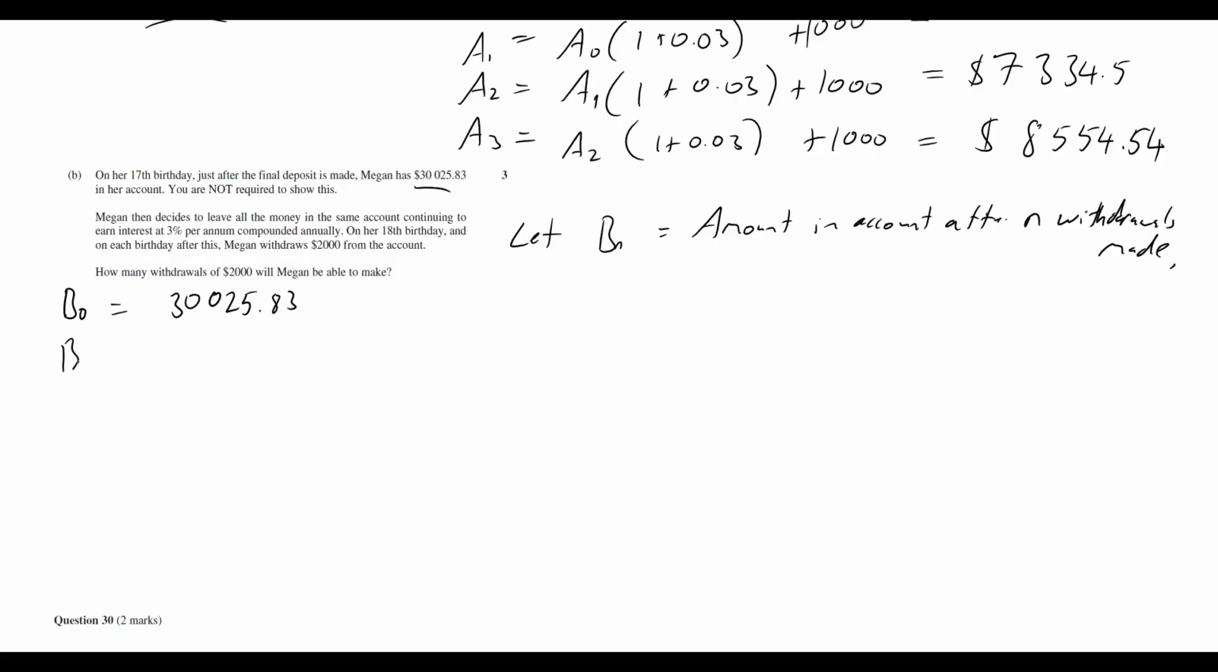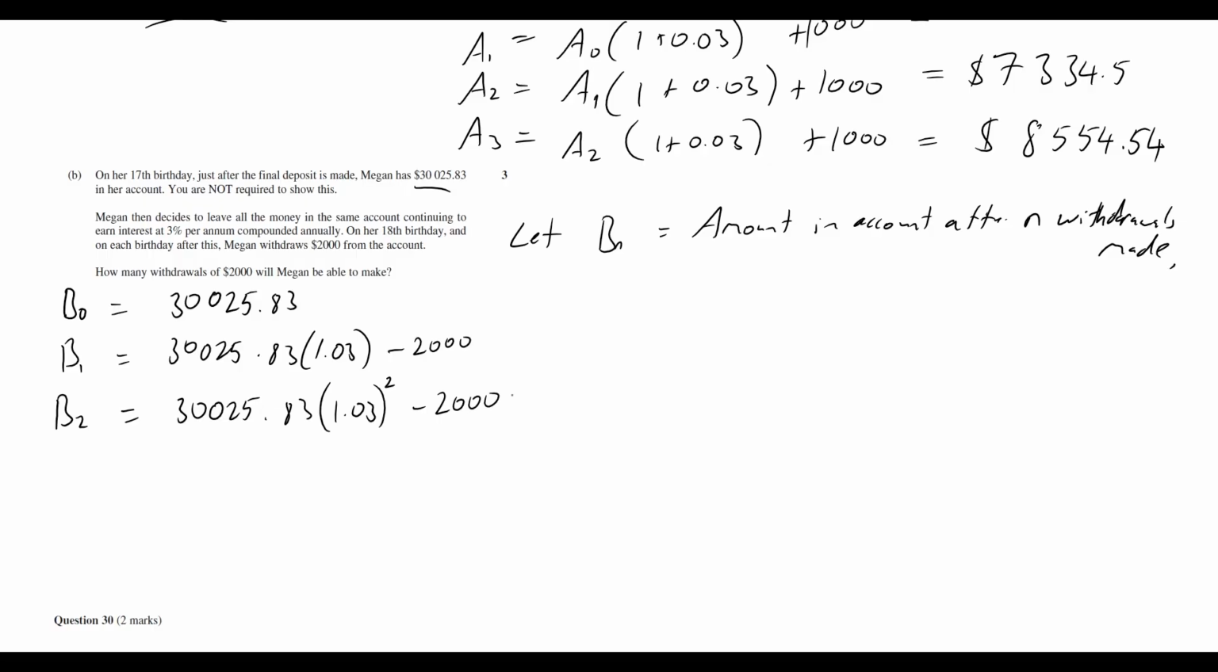We know that B1 must be equal to $30,025.83 times by 1.03, because it's still increasing in interest, but now minus 2,000. Now, for B2, it's going to be following the exact same sort of path. So now we can see that it's going to be 30,025.83 times by 1.03, but now it's going to be 1.03 squared, since now it's been in there for 2 years. And now minus the 2,000 that she took out after the first year, so times that by 1.03. And then she's taking out an additional $2,000.